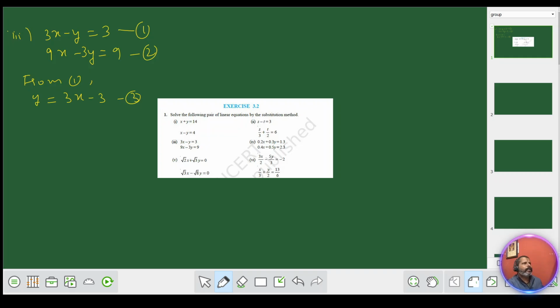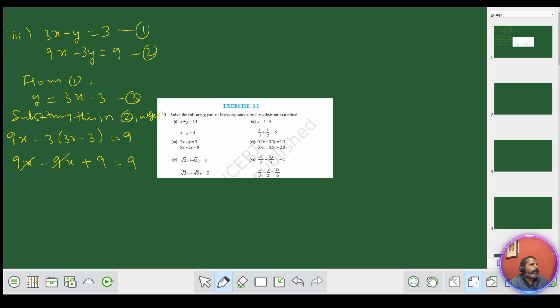Now substitute this in 2. Substituting this in 2, we get, what do we get? 9x will be same, minus 3 of y, which is 3x minus 3, equal to 9. Open the bracket. 9x minus 3 times 3x is 9x, and 3 times minus 3 is minus 3 into minus 3, plus 9 equal to 9. So 9x and 9x cancel. 9 is equal to 9.